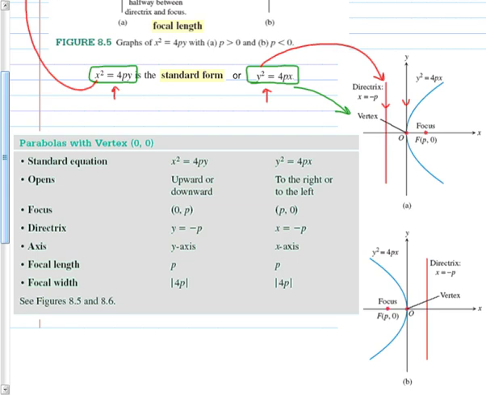Now they give you a whole table about what the standard equation looks like, which direction it opens, up or down, left or right, where the focus is located, and all sorts of little formulas. You can memorize the formulas if you want, but the whole key is just knowing the value p, and then I draw a picture. And then I get all the other things off the diagram, real easy. You can memorize tables. I like pictures.